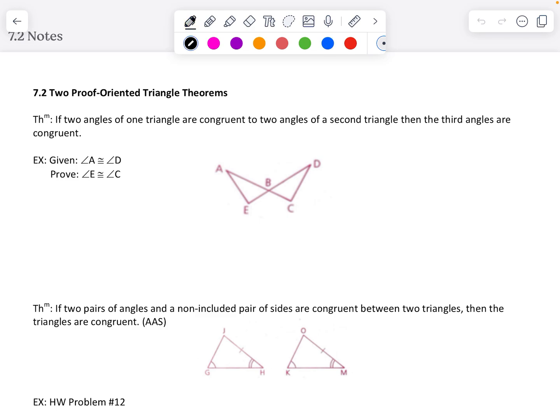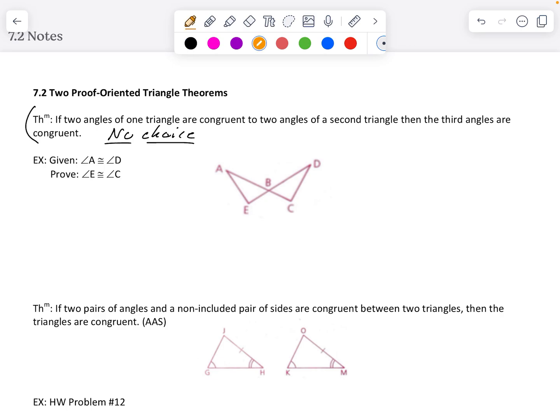So we call this theorem the no choice. There's no choice for that third angle. So in our reasons, we just write no choice.